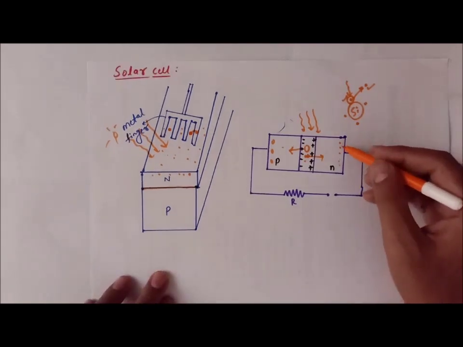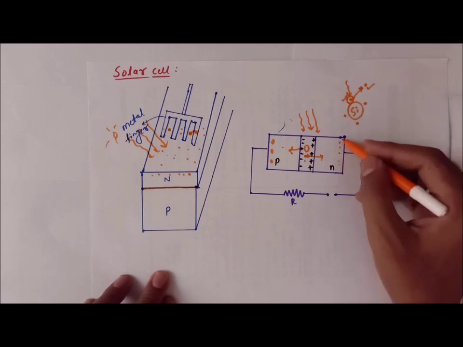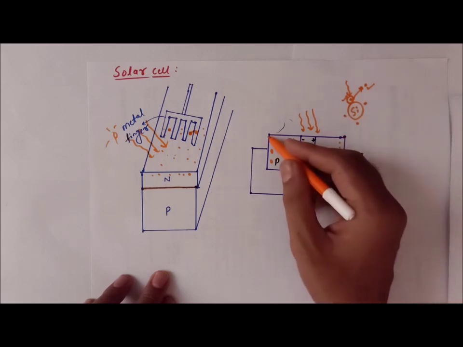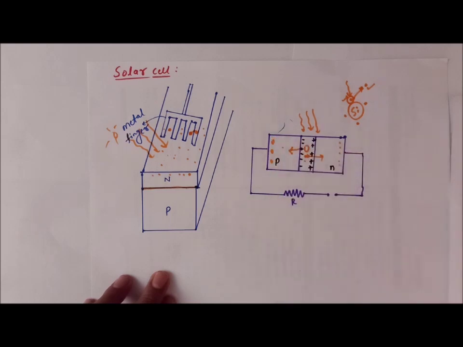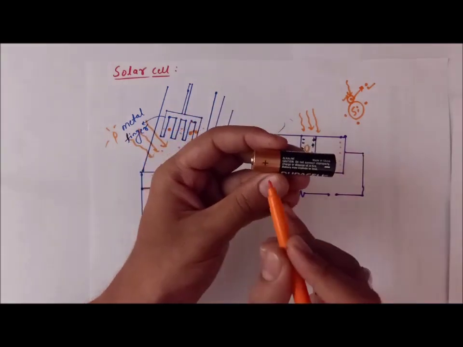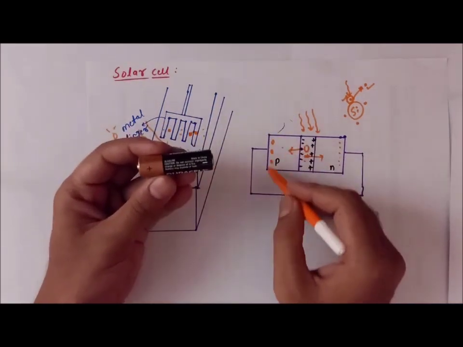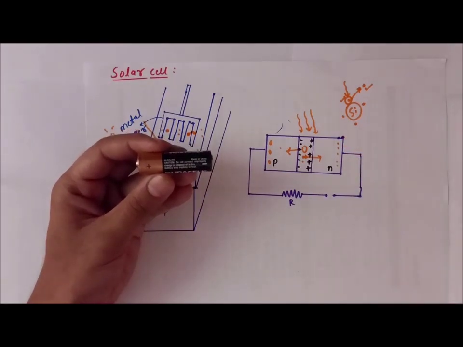Now suppose we have an open circuit. These electrons simply stay here and the holes simply stay there, just like an ordinary cell. Just like a cell, you can see positive on one side and negative on the other side.